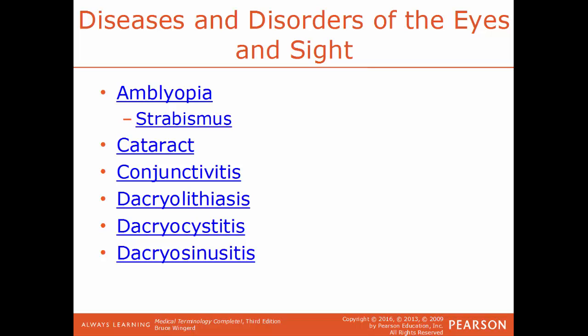Conjunctivitis, also known as pink eye, is an infection of the conjunctiva, which lines the inside of the eyelid. And it's very obvious when someone has this condition because their eyes have a very reddish or pinkish look to them, so it's why it's called pink eye.